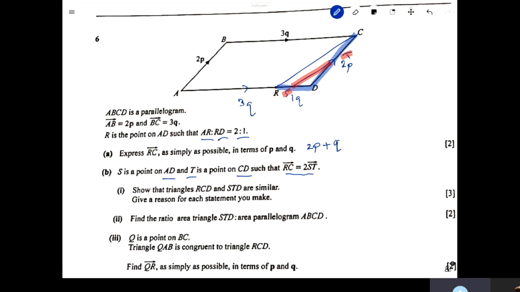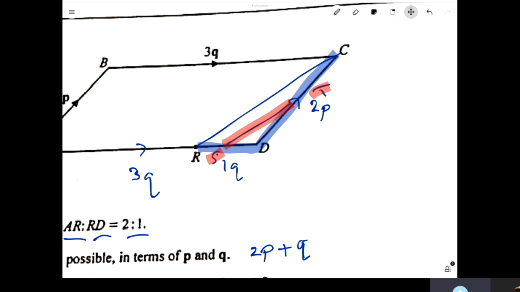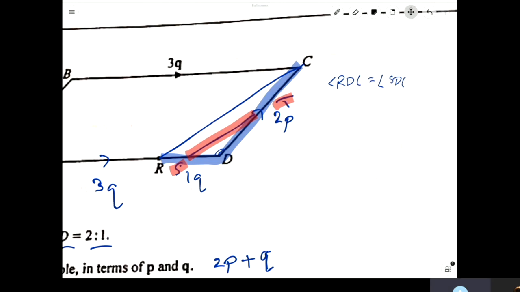Okay, so show that triangles RCD and STD are similar. RCD, STD. Okay, so we gotta prove that the two triangles are similar. First, we will see that the angles are the same. That means angle RDC is equal to angle SDC. Is that alright? Yeah. Okay, so they're the same.